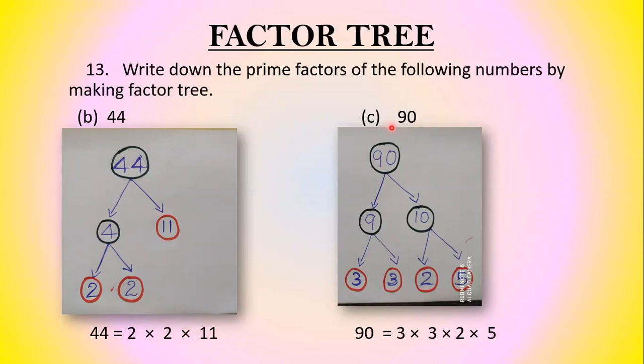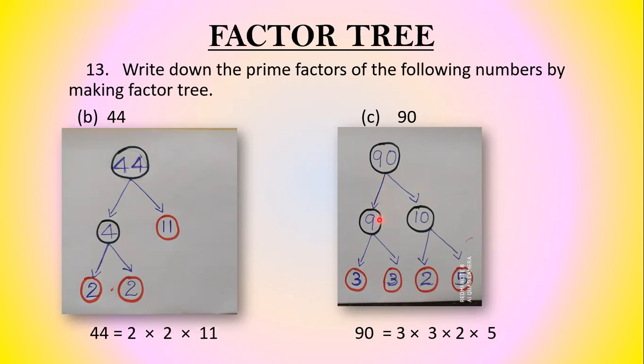Now the next number is 90. 90 we can write as factors in so many ways: 2 into 45, and 3 is also a factor, so 3 into 30 we can write. 5 into 18 we can write. 18 5s are 90. And I have taken the simplest one, 9 into 10. You can take it in any way. It's not that you have to take 9 into 10 only. If you want, you can take 5 into 18, or you can take 3 into 30. Here I have taken 9 into 10.